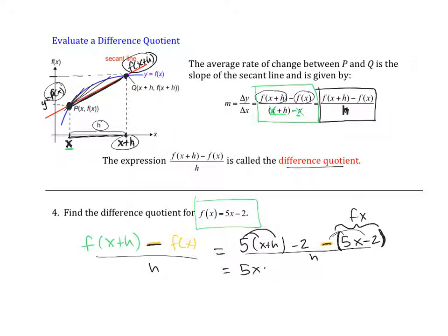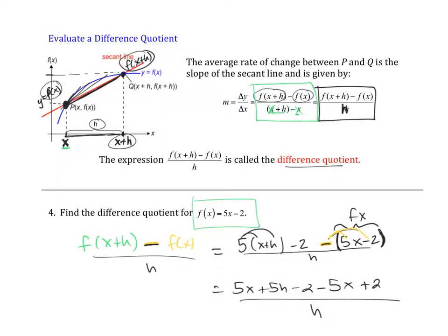Now we would have 5x plus 5h. This is a little messy, so I'm going to scoot this down a little bit. We'll have 5x plus 5h minus 2 minus, distribute that negative, so it would be minus 5x and then plus 2. You distribute your negative to both of those. And I always forget the denominator, so make sure that we keep track of that.